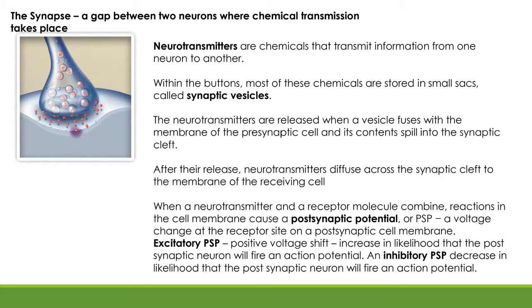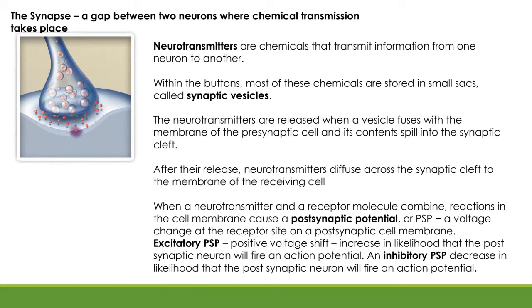Like we said, once that action potential reaches the end to the axon terminal, that little vesicle fuses with the membrane and its contents spill out into that synaptic cleft. So all those little neurotransmitters pop out and they float across. They diffuse across to the membrane of the receiving cell. So we've got one that sends them and then one that receives them.